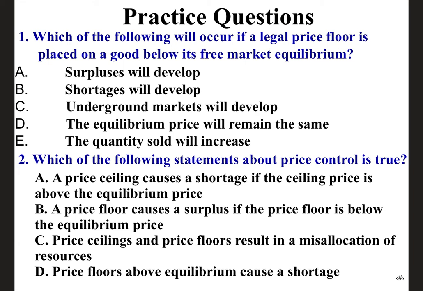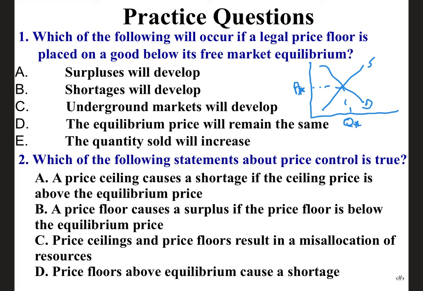Okay, so if we go over these two questions, which of the following will occur if a legal price floor is placed on a good below its free market equilibrium? Well, if I go ahead and graph this, I'll notice that this question is very problematic. Here's my demand curve, and here is my supply curve. If I note my equilibrium price, sometimes it's referred to as P star, and this is my equilibrium quantity, this is the market that's in equilibrium and that is allocatively efficient.